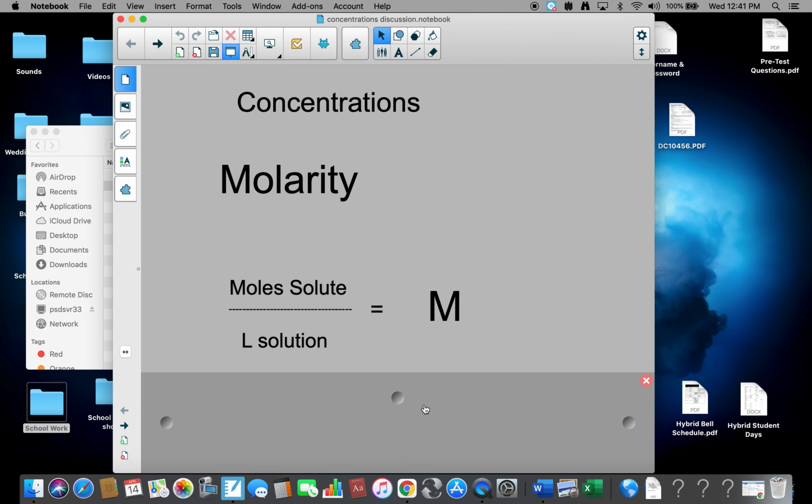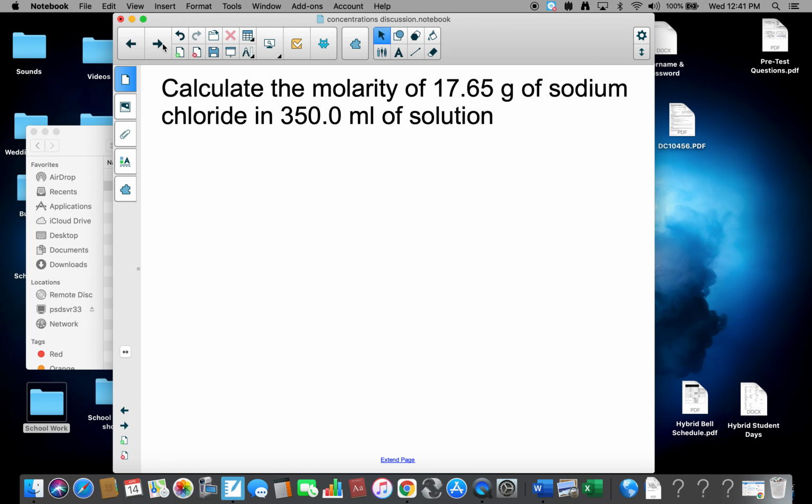Molarity is defined as moles of solute, the substance that is dissolved, by liters of solution, the homogeneous mixture. The symbol for molarity is a capital M. So look at a problem. Calculate the molarity of 17.65 grams of sodium chloride in 350.0 milliliters of solution. We'll do that one in class.